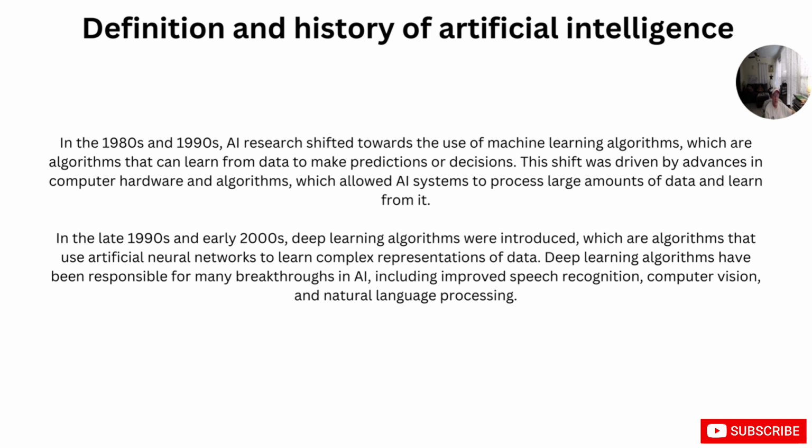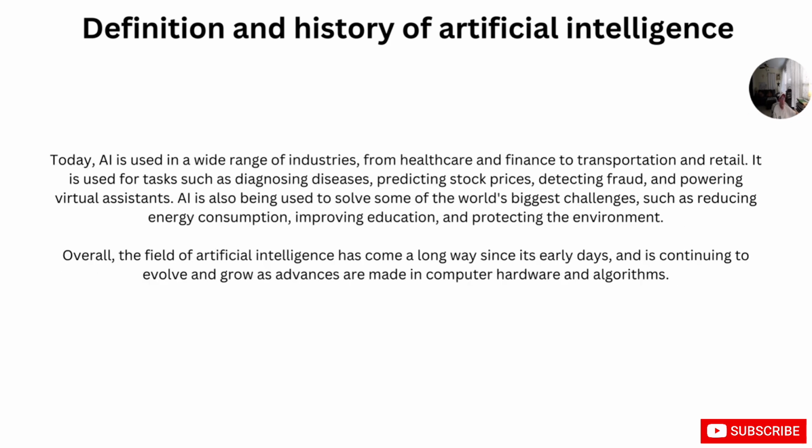In the late 1990s and early 2000s, deep learning algorithms were introduced, which are algorithms that use artificial neural networks to learn complex representations of data. Deep learning algorithms have been responsible for many breakthroughs in AI, including improved speech recognition, computer vision, and natural language processing. Today, AI is used in a wide range of industries, from healthcare and finance to transportation and retail.